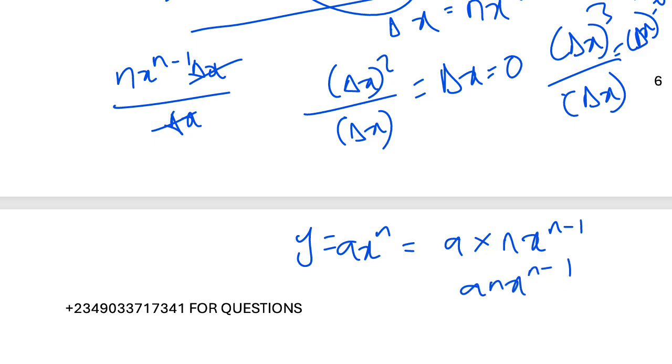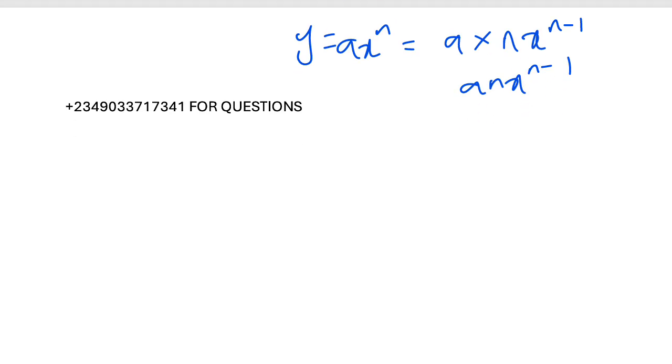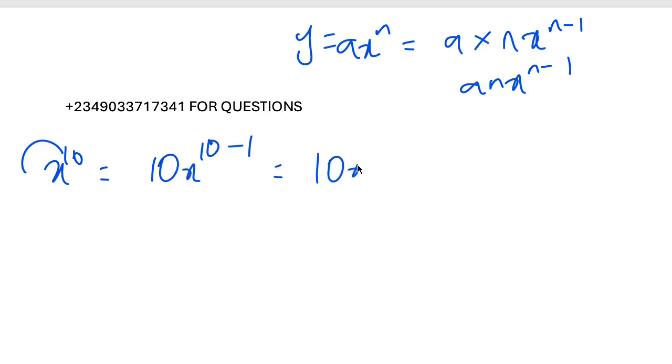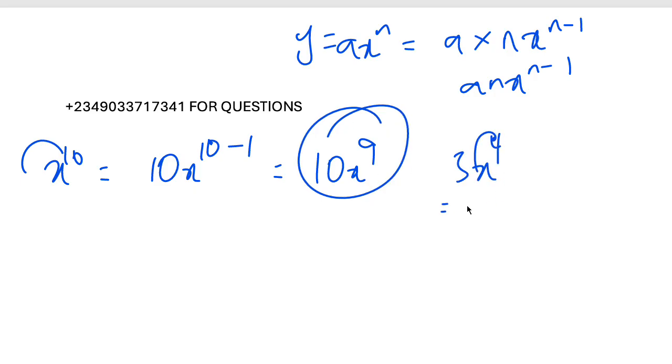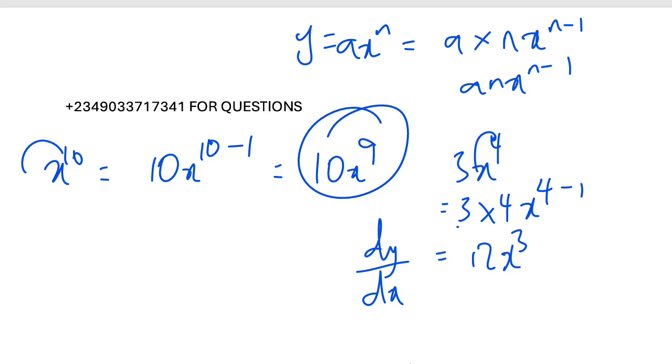So for example, if you are given x to the power 10, what's that going to be? You bring down the n, right? That's 10x to the power 10 minus 1, which is going to give us 10x to the power 9. If I'm given 3x to the power 4, I bring down the 4, it becomes what? 3 times 4, then x raised to the power 4 minus 1. That's the n minus 1 I'm talking about. That's 3 times 4, 12, and then x to the power 3. That's the differential. That's the rate at which y is changing with respect to the x values. So that's what this is all about.